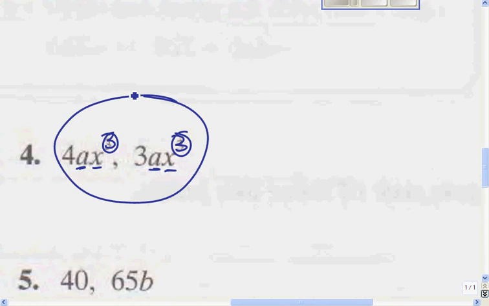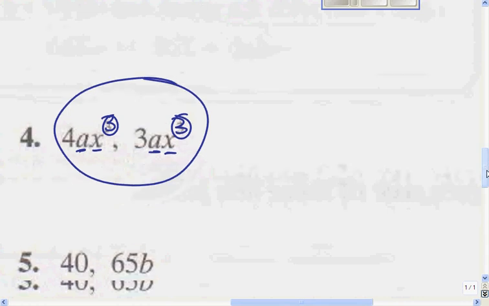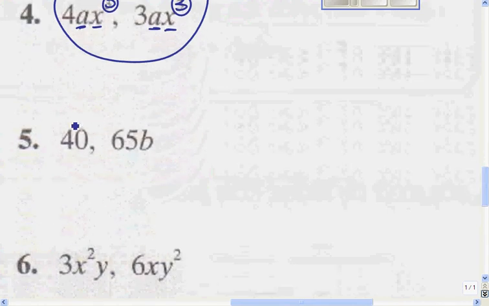We have variable a, variable x. Now let's check the exponents. Yup, the exponents are the same. Both the x's have an exponent of 3, so these are like terms. Let's circle. These are not like terms because this one doesn't even have a variable, so obviously there can't be like terms.